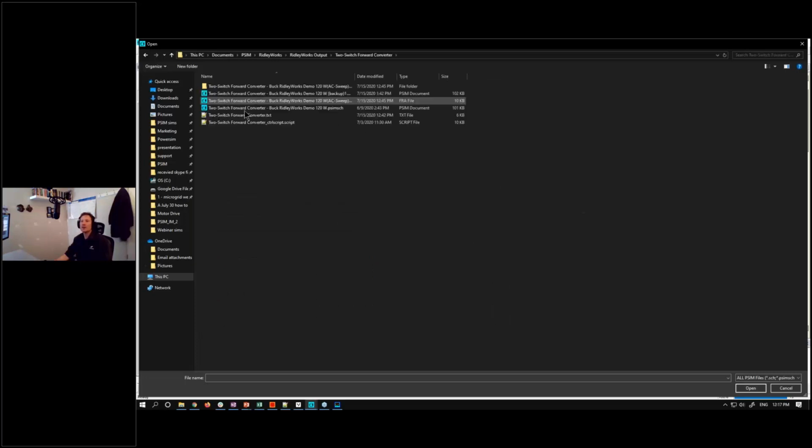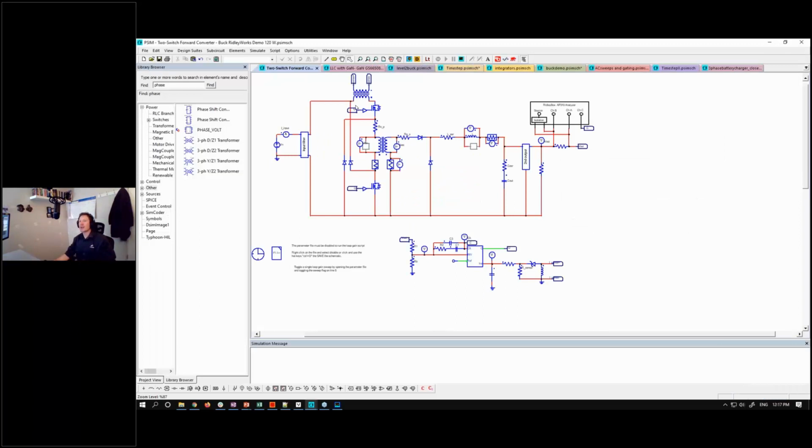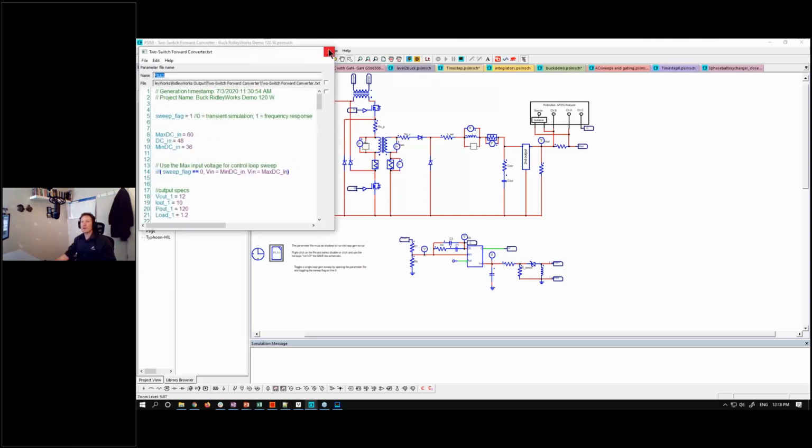So here's a 2-switch forward converter that came from RidleyWorks. This is the kind of thing you can export, and it's closed loop. I strongly encourage you to look at Ray Ridley's Facebook group and the RidleyWorks design tool to see how you can simulate things, design your power stages, export them into PSIM and then run them. This one will run the loop gain sweep.